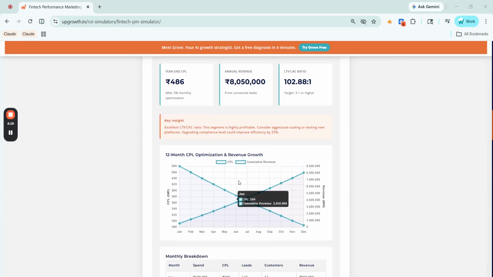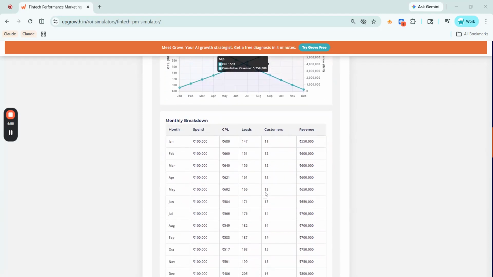And here we have the 12 month CPL optimization and revenue growth chart showing two lines. CPL goes down from rupees 680 in January to rupees 486 in December. Cumulative revenue climbs steadily upward from 5 lakh 50,000 in month 1 to 80 lakh 50,000 by year end. The two lines cross around mid year, a visual confirmation of the payoff compounding beyond the cost of acquisition.